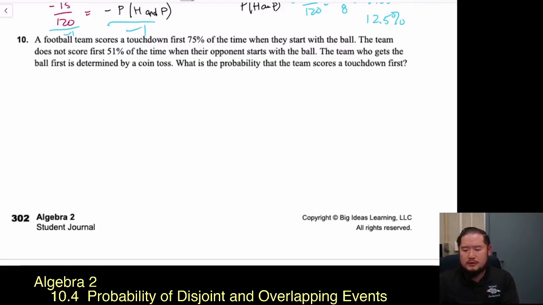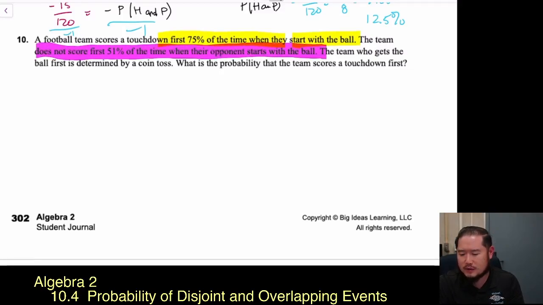So football team scores touchdown. The football team scores a touchdown first 75% of the time when they start with the ball. Okay. And then it says right here that the team does not score first 51% of the time when their opponent starts with the ball. So the team who gets the ball first is determined by a coin toss. And then what is the probability that the team scores a touchdown?